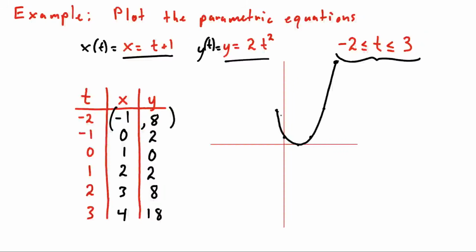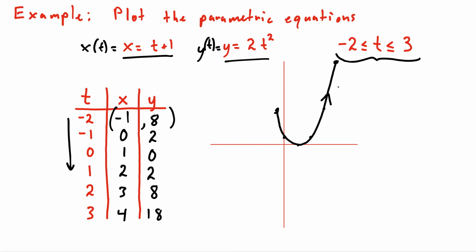Notice that we only have a finite portion of a parabola. When we limit the value of the parameter, we only get a finite portion of curve. If we allowed the parameter to vary from negative infinity to positive infinity, we would get the entire parabola. Notice also that this curve has a direction. As t increases, the curve is sketched from left to right. We can add an arrow to represent the direction in which this curve is sketched.